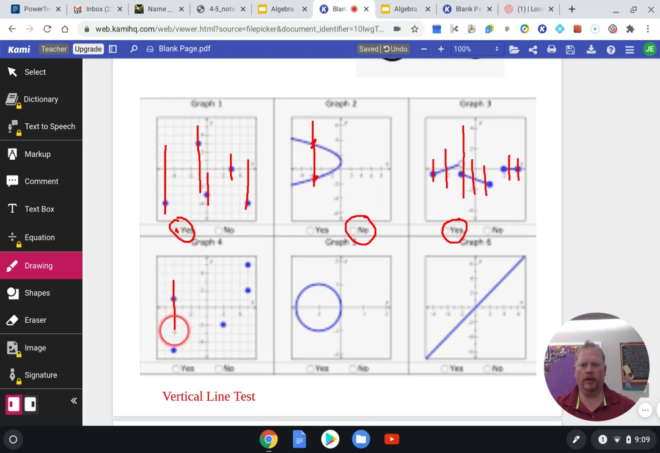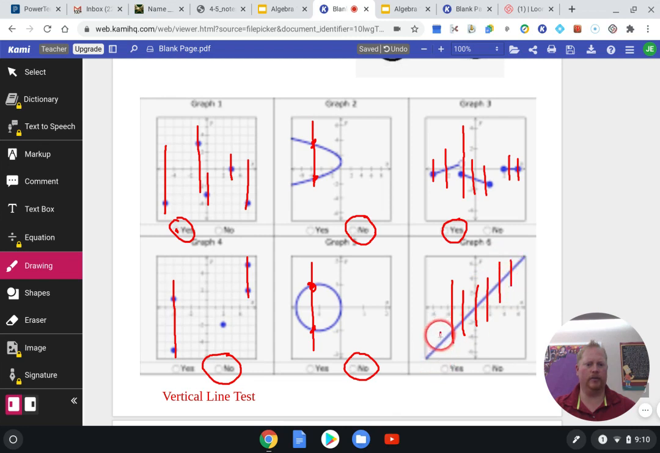Graph number 4, I can draw a vertical line there and it hits twice. I can draw a vertical line there and it hits twice. So it fails the vertical line test and is not a function. Same deal with this. Vertical line hits twice. Not a function. Here on this slanted line, no matter where I put the vertical line, it only hits that line once at a time. So I would say it passes the vertical line test and is a function.